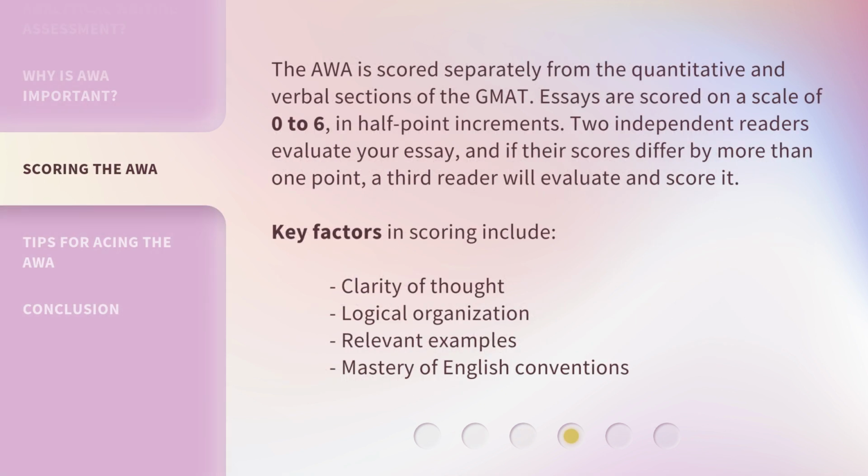The AWA is scored separately from the quantitative and verbal sections of the GMAT. Essays are scored on a scale of 0 to 6, in half-point increments. Two independent readers evaluate your essay, and if their scores differ by more than 1 point, a third reader will evaluate and score it. Key factors in scoring include clarity of thought, logical organization, relevant examples, and mastery of English conventions.